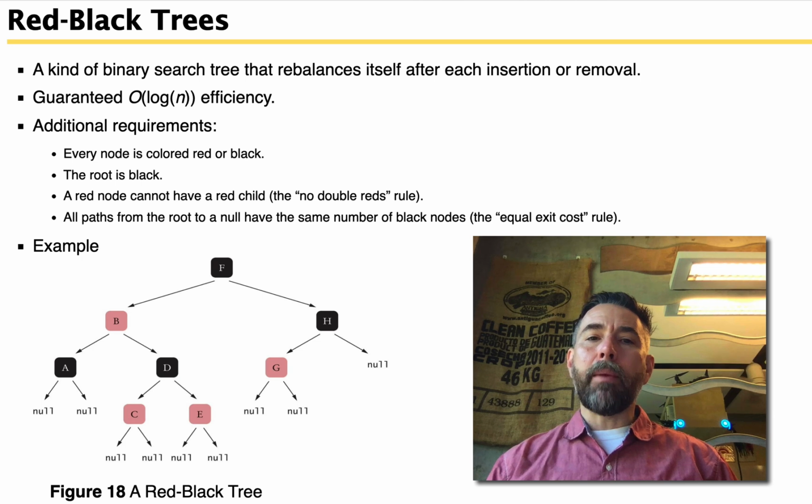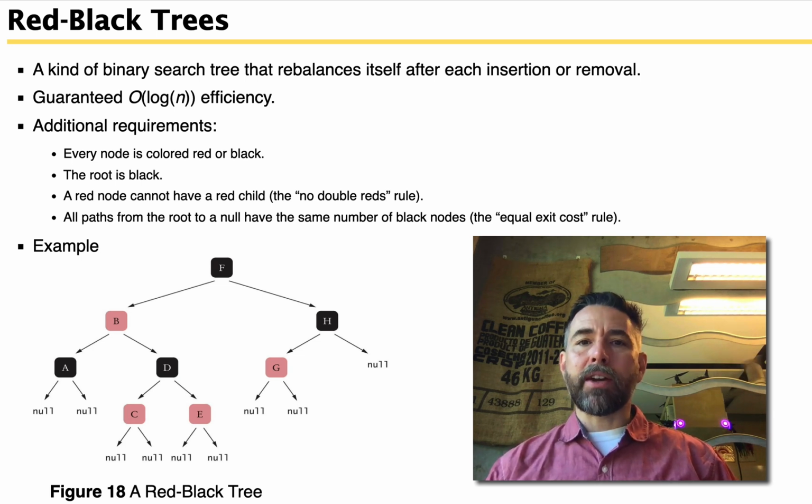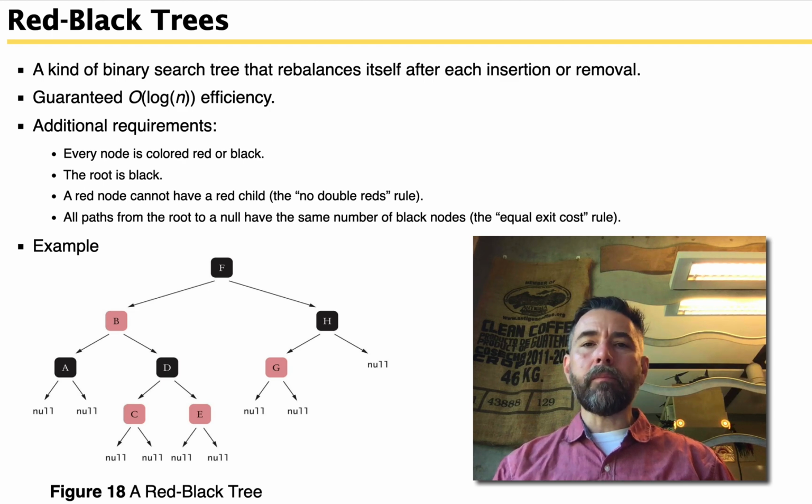So this tree meets all of the 3 additional constraints of a red-black tree: black root, no double reds, equal exit cost rule. All right, great.